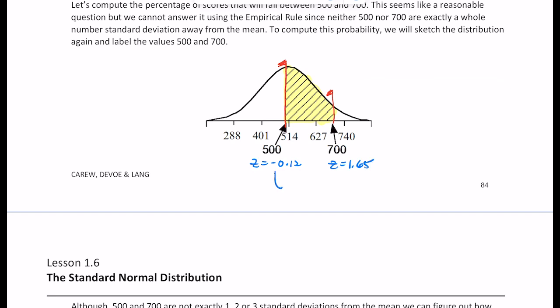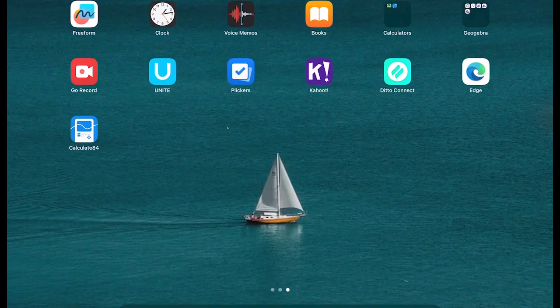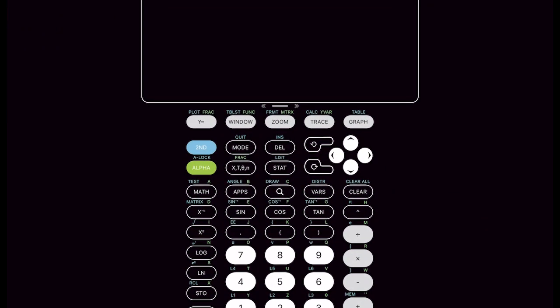So this is considered the lower. Think of L for lower, L for left. And then this is the upper or the right z-score. So we're going to enter the lower, negative 0.12, and then the upper, 1.65. So negative, make sure you use the negative button to the left of enter. So negative 0.12. And then we're going to use the comma. The comma is right above the number 7. And then I'm going to type 1.65 for the upper bound or the right z-score, and then a comma.